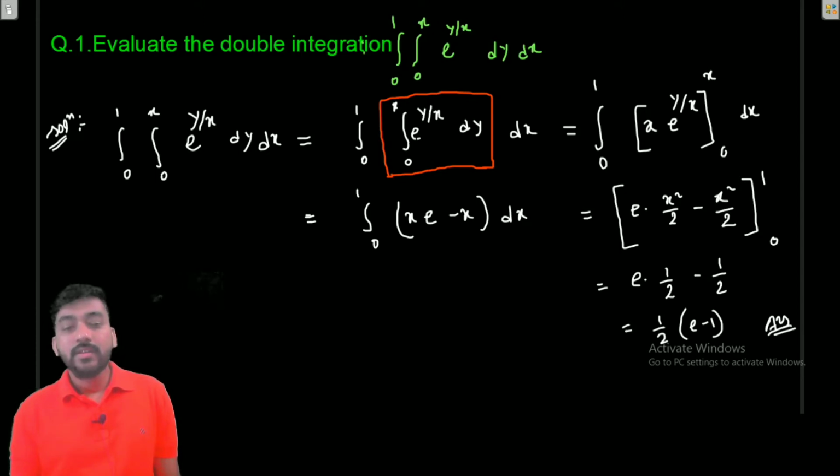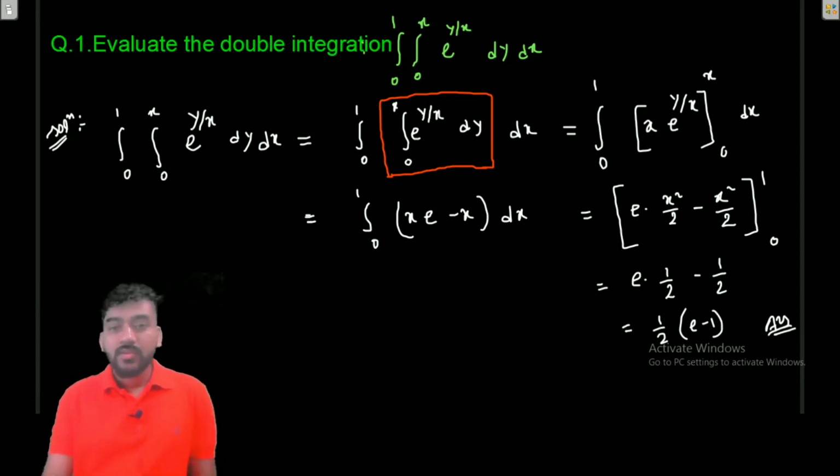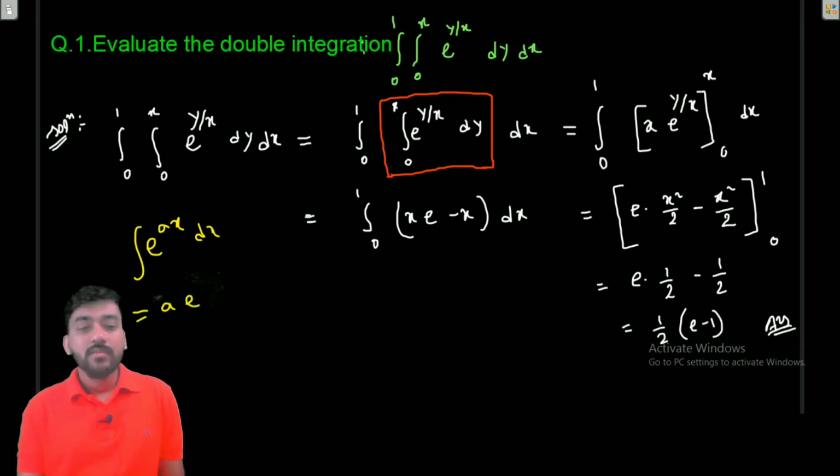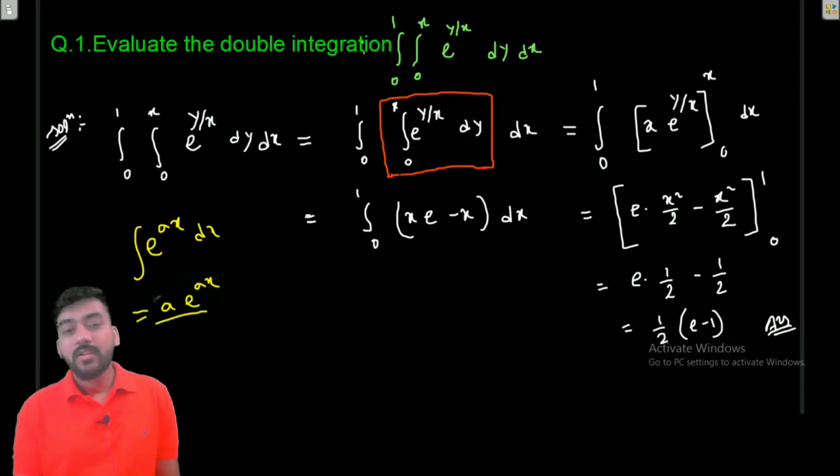We have to integrate this first because the limit is 0 to x. How can you solve this integration? This is a very easy integration, of the kind e to the power x dx. I think you know this kind of integration from your 10+2 level. The integration of e to the power ax dx is e to the power ax divided by a, and here a is nothing but 1 by x, because x will be treated as constant as the limit is x. So here a is 1 by x.